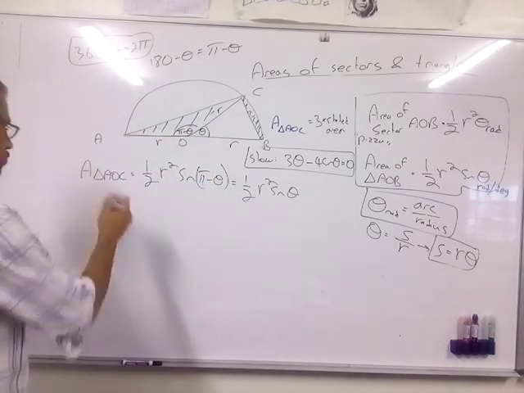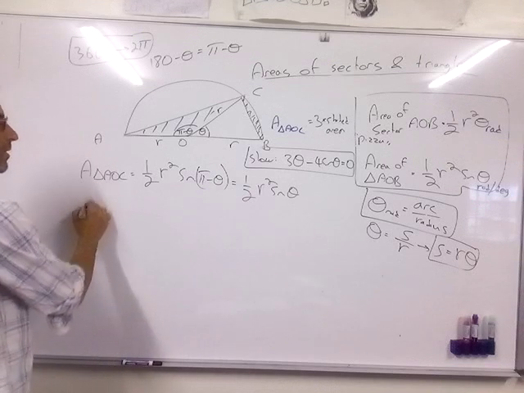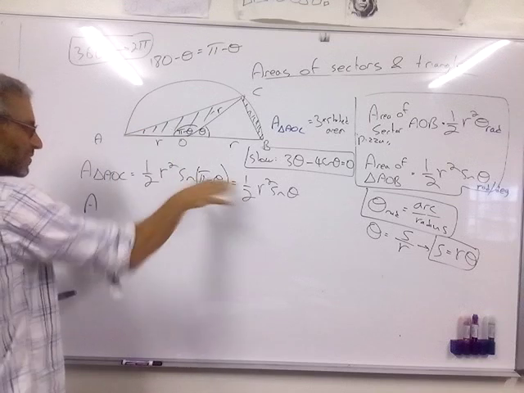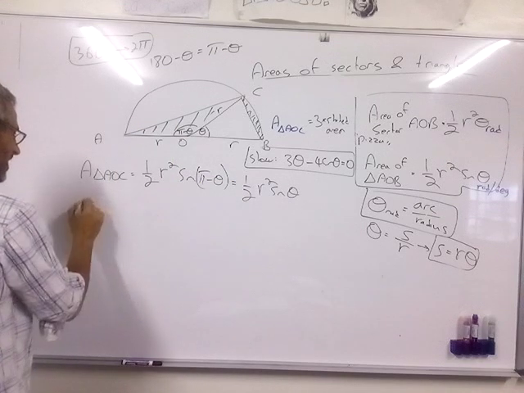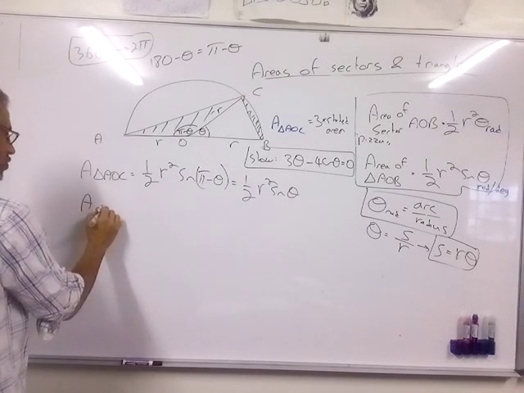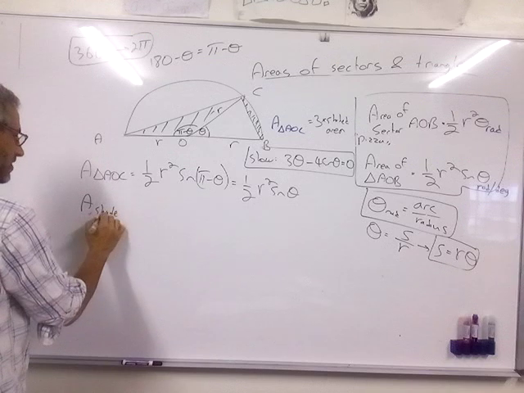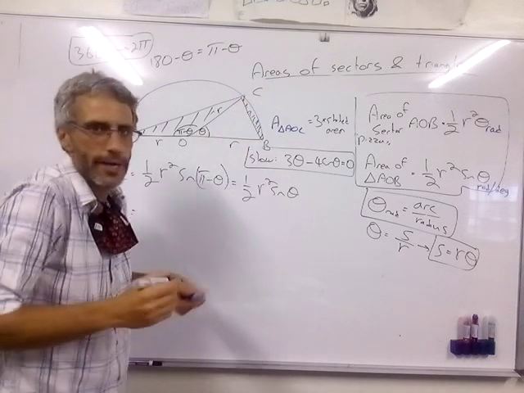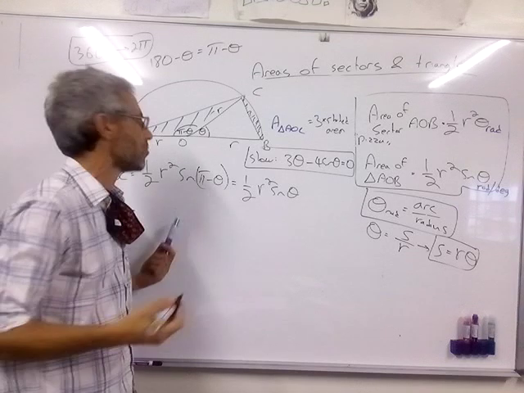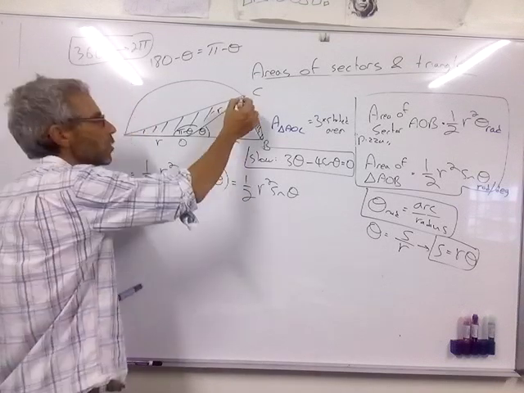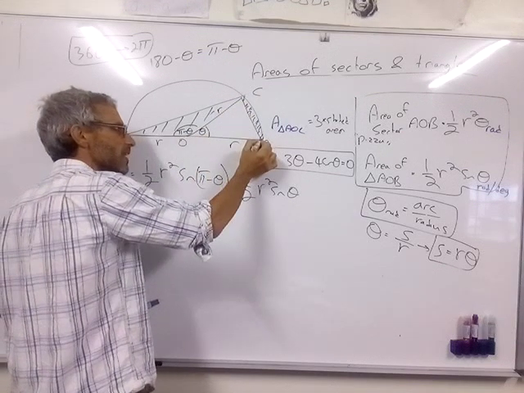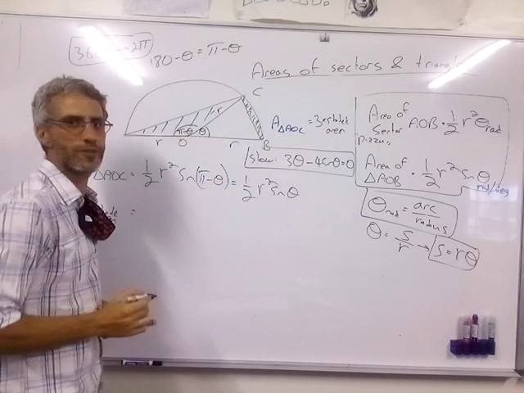Now, let's find the area of the shaded area, this little bit. I personally don't remember the formula for that. But what I do know is that the shaded area is the leftover if you take the area of the segment and minus the area of the triangle.